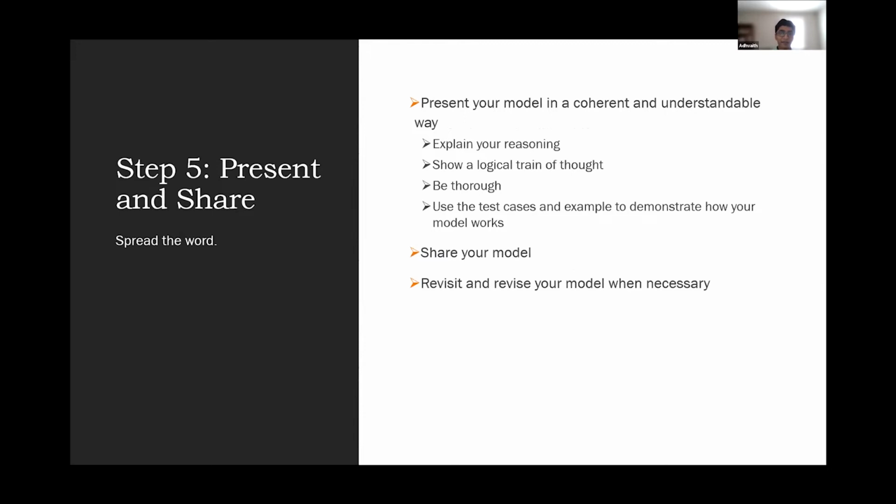The final step is to present and share the model in a coherent way. So we want to explain our reasoning with a logical train of thought. We want to be thorough so that people who want to learn more about our thinking can truly understand what we did and can potentially find parts that we could improve. So we always stay open-minded and ready to revisit and revise the model when necessary. So that's the fifth step of the math modeling process.